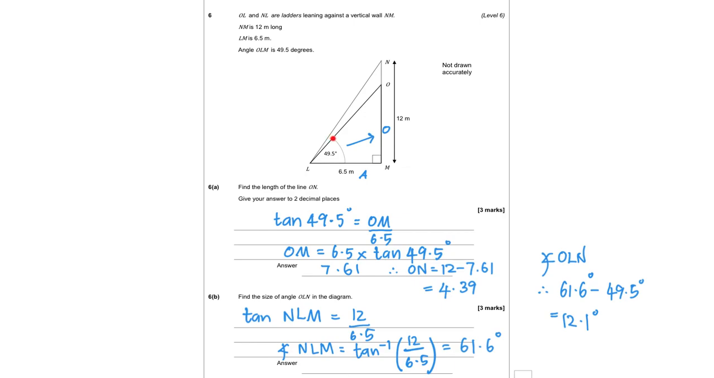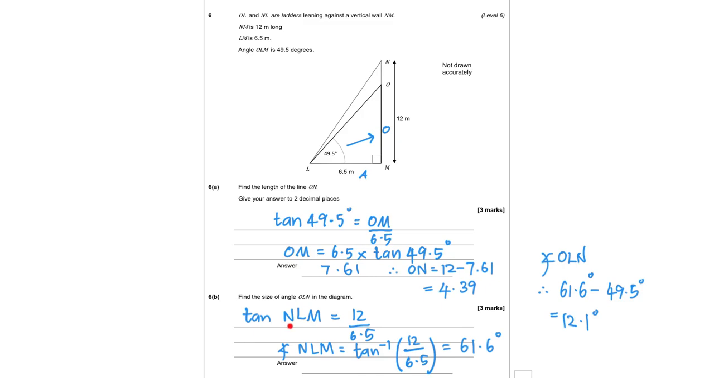So we want a bit here. We know this is 49.5. If we can get the whole angle here, and we subtract from 49.5, we can get just OLN, like the question before. So the full triangle, the NM is 12 and 6.5, similar.